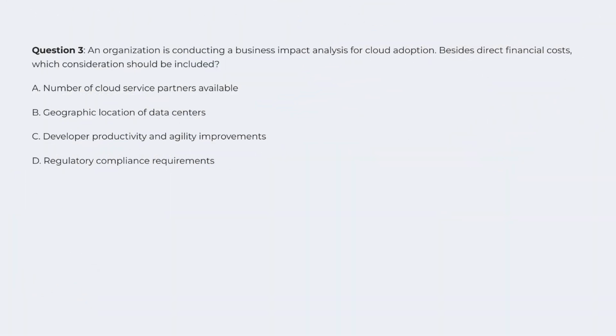Question 3. An organization is conducting a business impact analysis for cloud adoption. Besides direct financial costs, which considerations should be included? A. Number of cloud service partners available. B. Geographic location of data centers. C. Developer productivity and agility improvements. D. Regulatory compliance requirements.